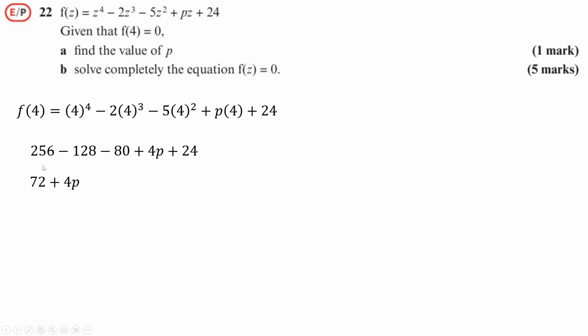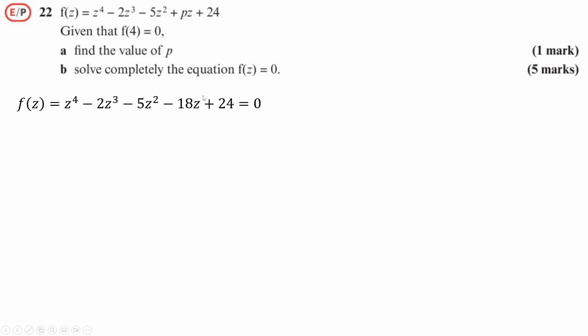This is f of 4 here, by the way. That equals 0, so set it equal to 0. Bring that to the other side, so p equals minus 18. Put p equals minus 18 into there, and that's fine. We want to solve it completely, so we know that 4 is one of the roots, therefore z minus 4 is a factor. And I can just say that the other factor is some other cubic.